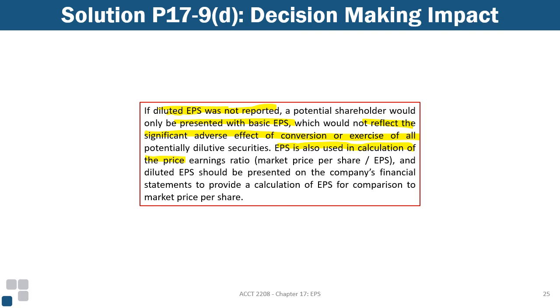So you need to know that. And if we don't show diluted EPS, it wouldn't reflect the adverse effect of all those conversions, right? EPS is also used in the calculation of the PE ratio, by the way, which is the market price divided by EPS. I think we have to know that for this one. Look in the omissions list to see if that's excluded. But even so, any good accountant should know that the price to earnings ratio is just the market price divided by EPS. Very simple, right? And diluted EPS should be presented on the statement to provide a calculation of EPS comparative to market price. So it's very important as a shareholder to know what the potentially dilutive impact of all of those conversions would be on your ownership in that company.